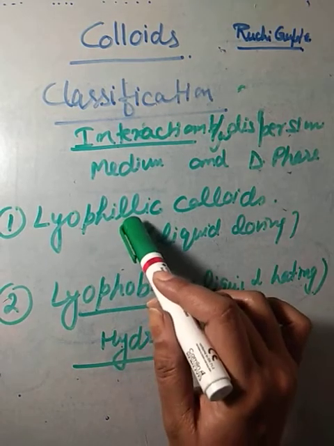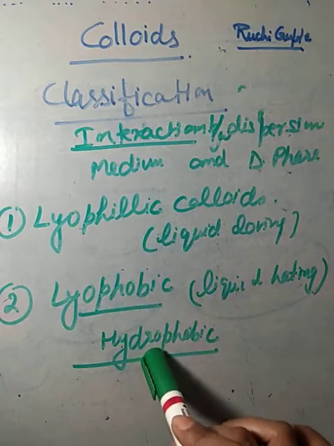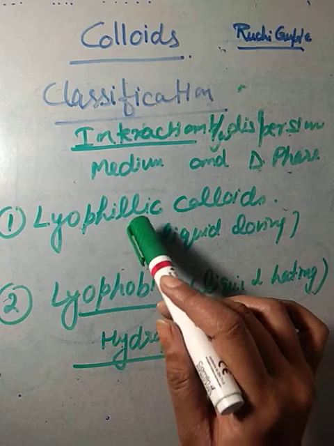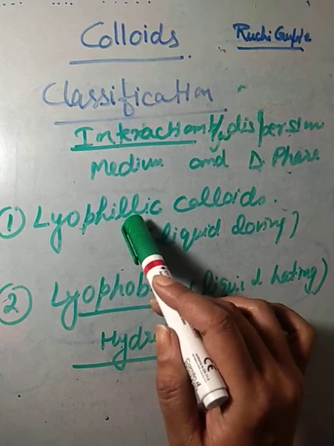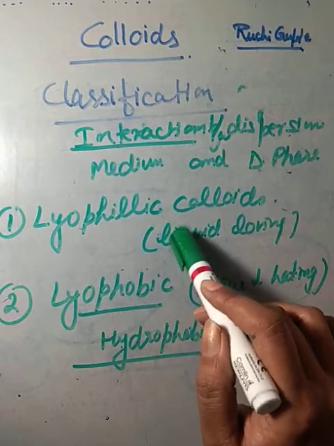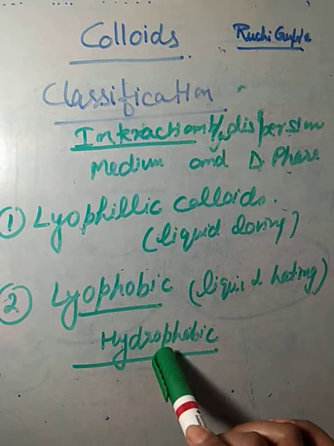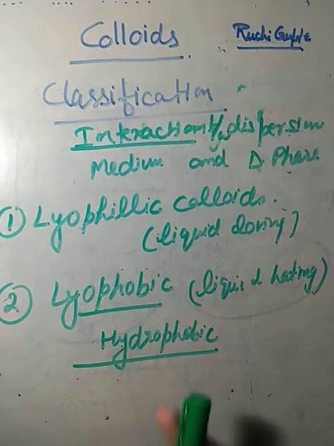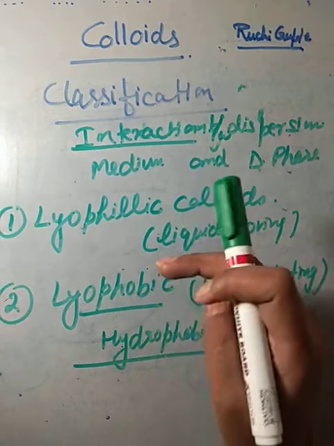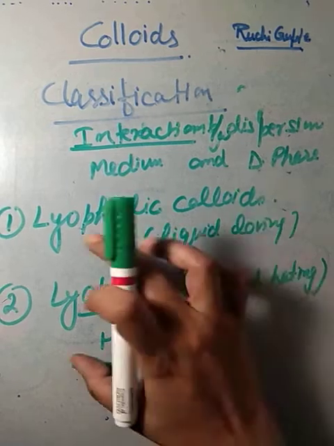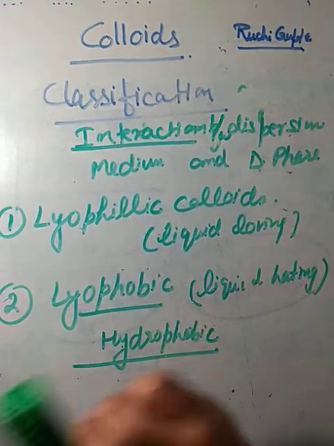These salts are reversible in nature and these salts are irreversible in nature. These salts are generally formed by organic substances like starch, gum, proteins, while these substances are generally formed by inorganic material like metals and their sulfates. So these are the differences between the lyophilic and the lyophobic sol. It is an important question for the board examination.